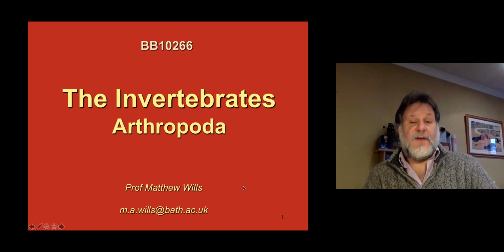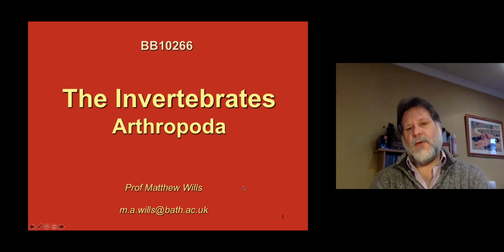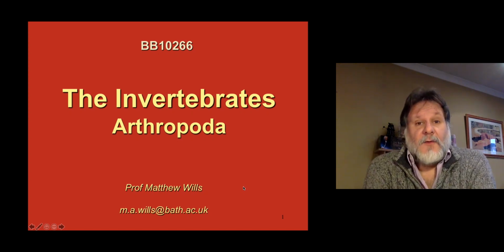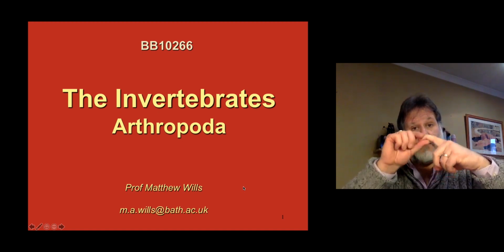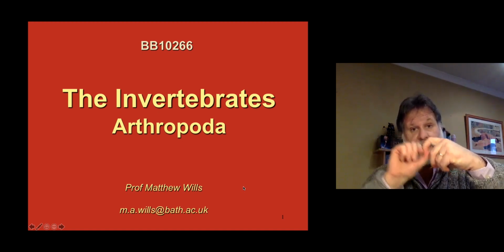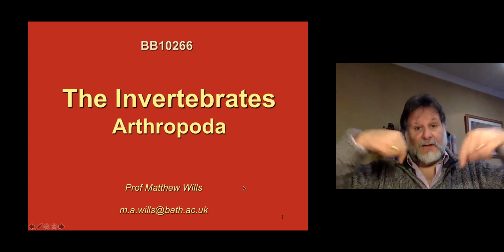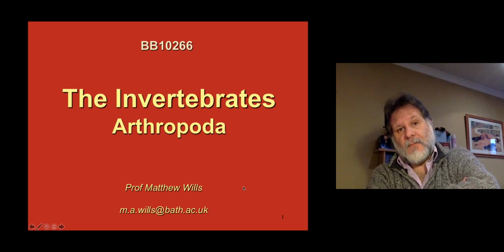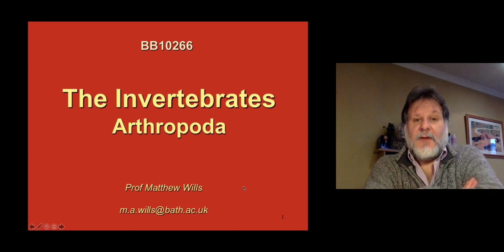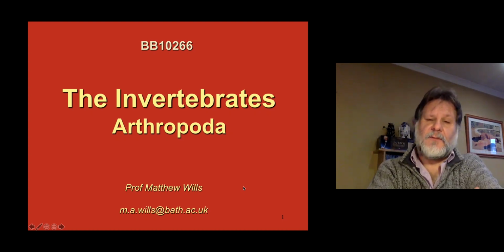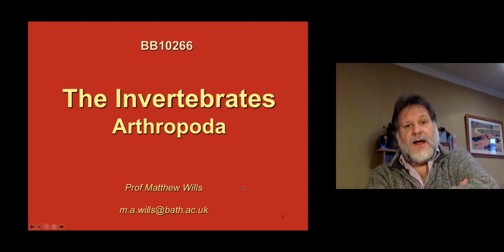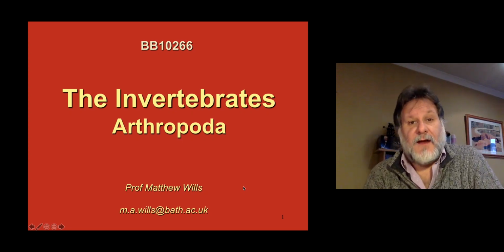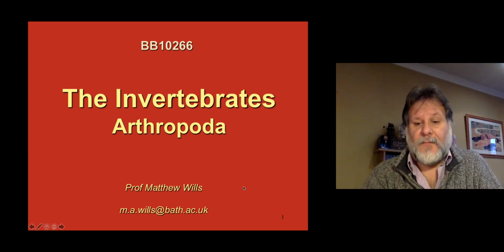Okay, so this lecture then is about arthropods. Arthropods are animals that have jointed limbs. So arthro from joint, as in arthritis, and pod as in leg. So this includes animals like insects, millipedes, centipedes, crustaceans, things like crabs and lobsters, water fleas, also chelicerates, spiders, scorpions, mites, and ticks, and so on.